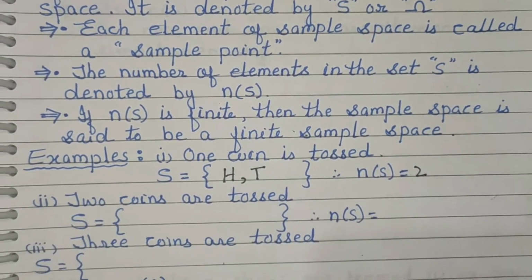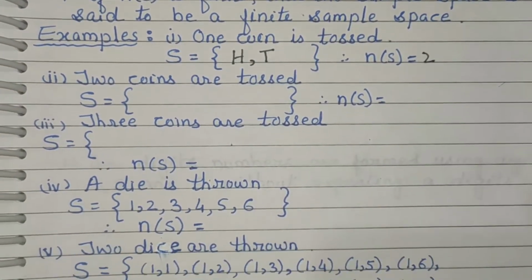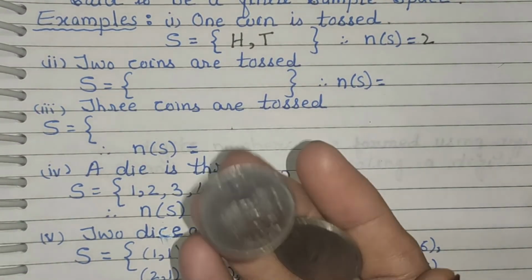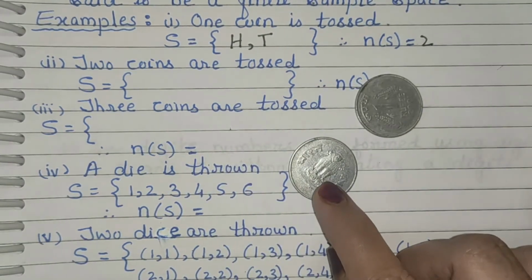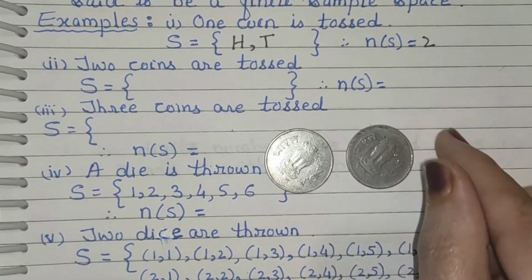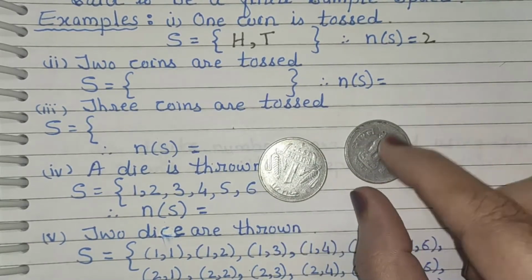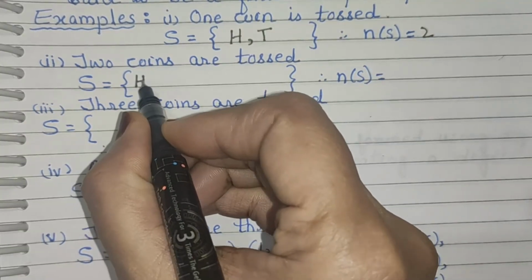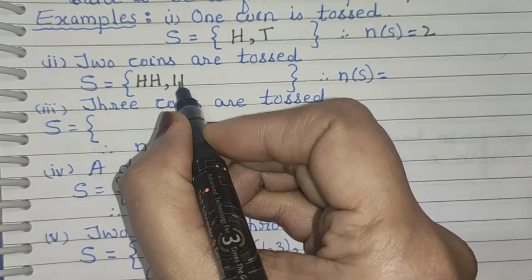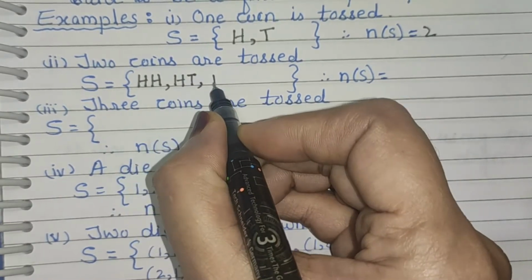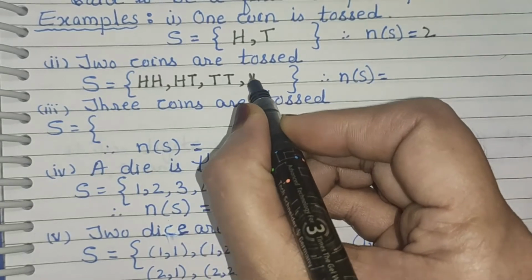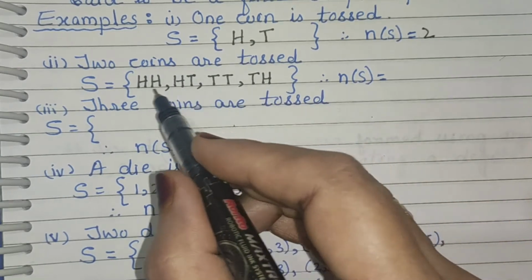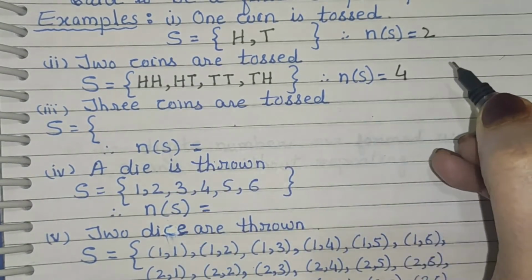Next, two coins are tossed. Here with two coins, we get either head head, or tail head, or tail tail. Write down here: both are head; the first one is head and the second tail; both are tail; the first one is tail and the next one is head. The number of sample points here is 4. Therefore n(S) = 4.